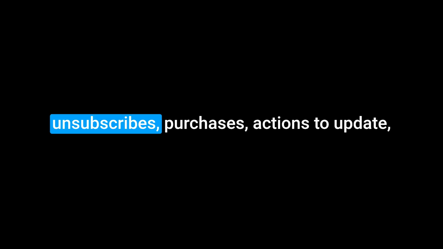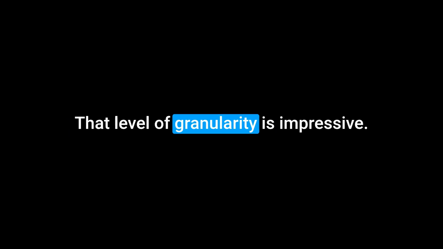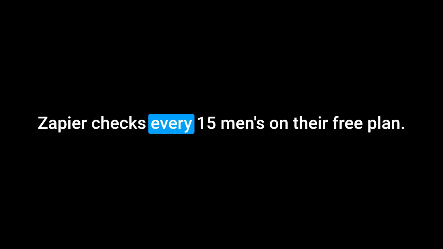Precisely. Aweber gives a ton of detail on its Zapier triggers and actions. Triggers for new accounts, lists, fields, subscribers, tags, unsubscribes, purchases, actions to update, create tags, subscribers or purchases, search actions too. That level of granularity is impressive. Zapier checks every 15 mins on their free plan. IFTTT polling is faster for paid plans. Benchmark mentions Zapier integration and templates, but less detail provided on the specifics. So Aweber really breaks down Zapier. What's the takeaway for someone using Zapier or IFTTT heavily?